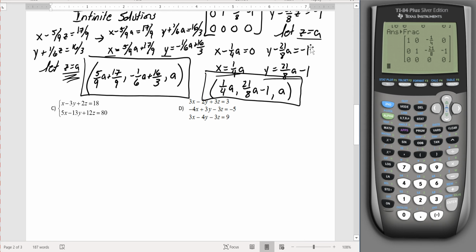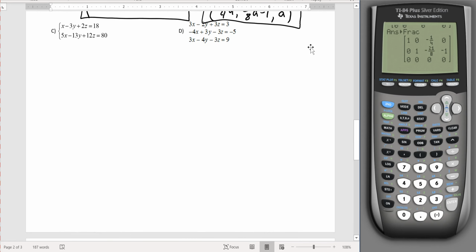Very, very good. All right. Let's try a couple more together. Let's try letter C. So again, notice we have three variables, but only two equations. Well, what does that mean? That means there's going to be infinite solutions. If there's infinite solutions, I need to add a bottom row of zeros here. So 1, -3, 2, 18, 5, -13, 12, 80, and add that bottom row of zeros.